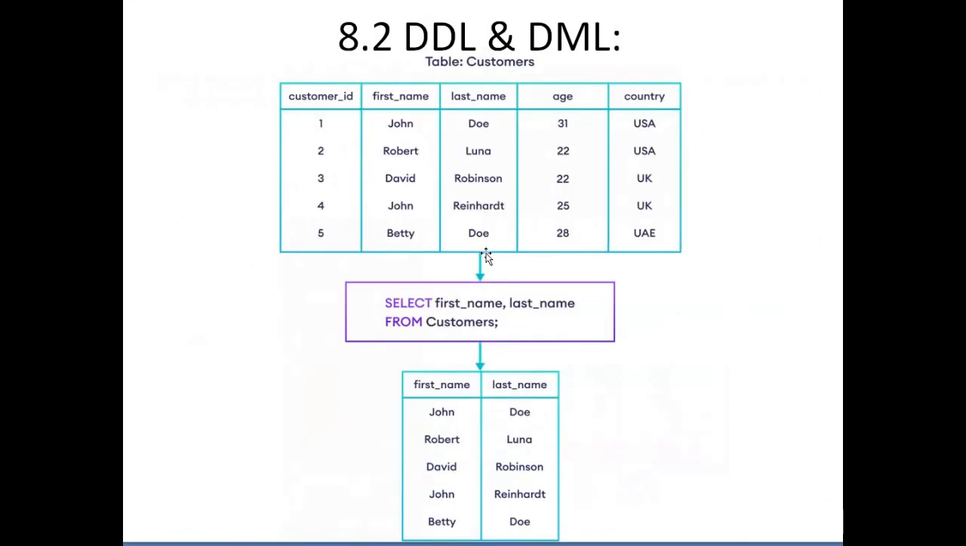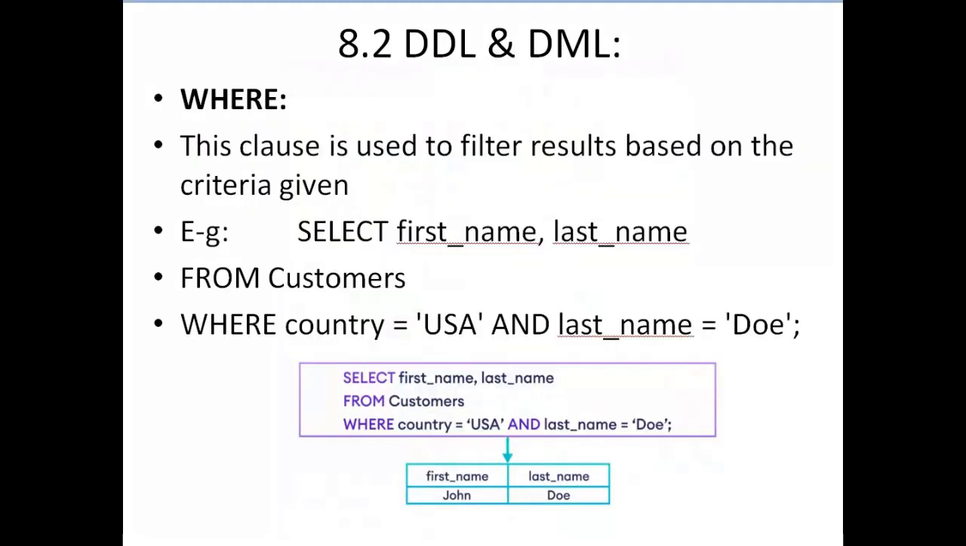And there's just one person whose last name is Doe and whose country is USA. The other Doe does not have his country as USA, so that's why just this one name is shown. However, both the first name column and the last name column are shown for this person because that is what you selected.